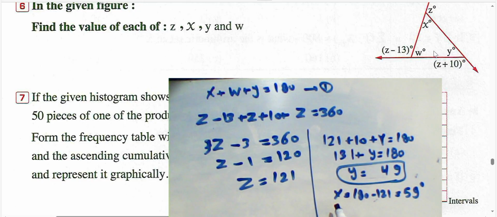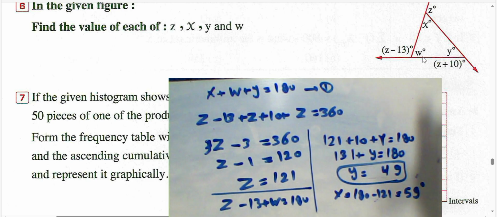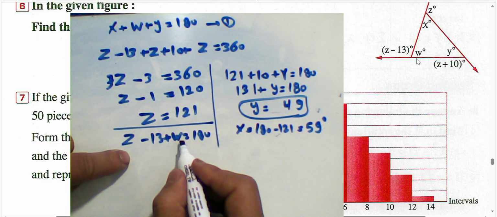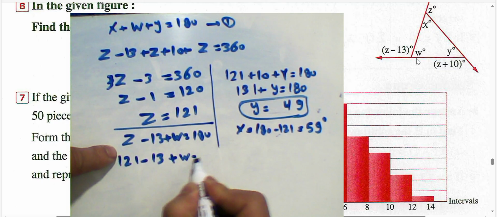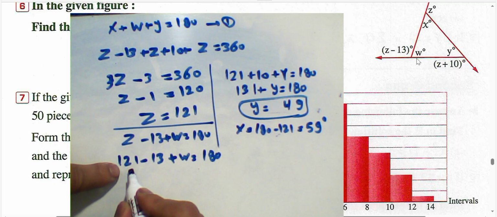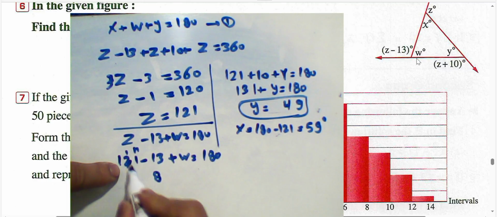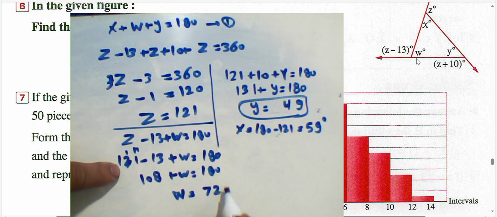And also you can find the measure of angle W. In this relation, z minus 13 plus W equals 180, because we have straight angles here also. Z here is 121, so 121 minus 13 equals 108, plus W equals 180. Then the measure of angle W is 180 minus 108, which equals 72 degrees.